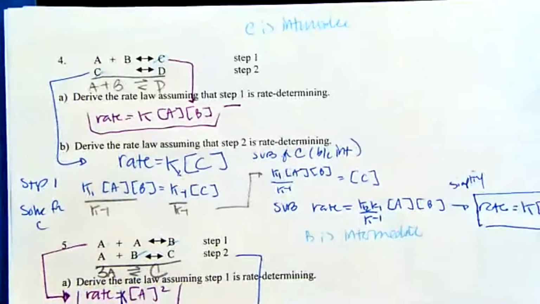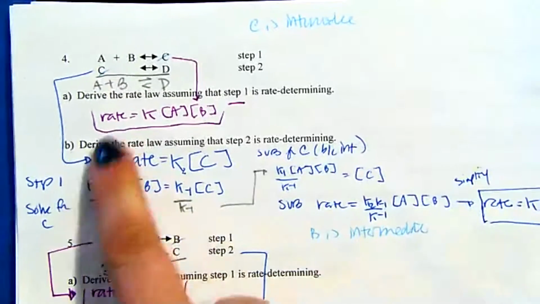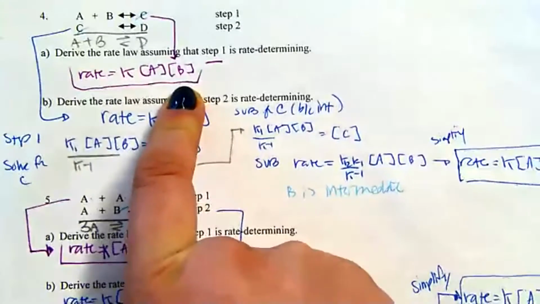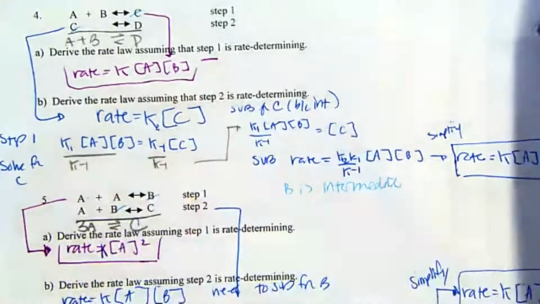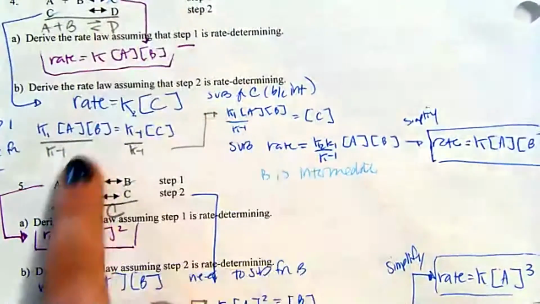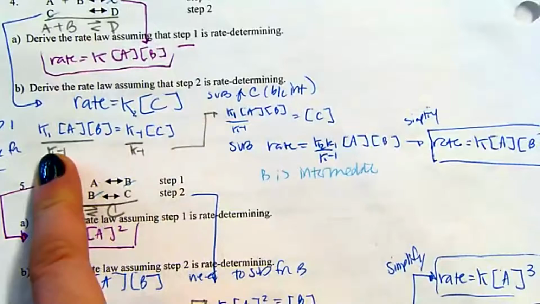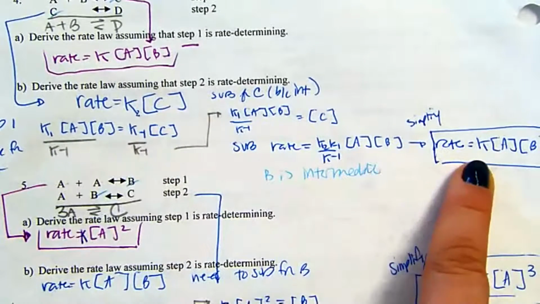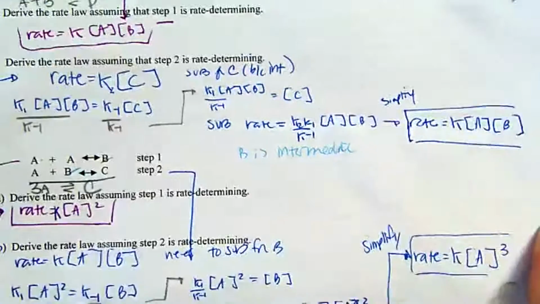All right, so here C is an intermediate again. Rate law if step 1 was the rate determining step. And then if it was step 2, C is an intermediate. So we have to solve, divide by K on both sides, substitute in, you get rate equals K[A][B].